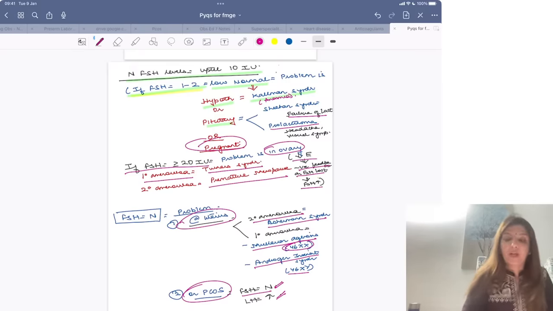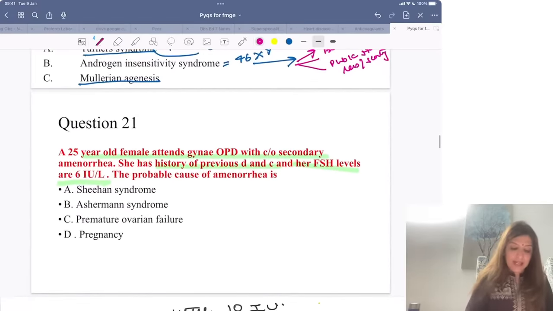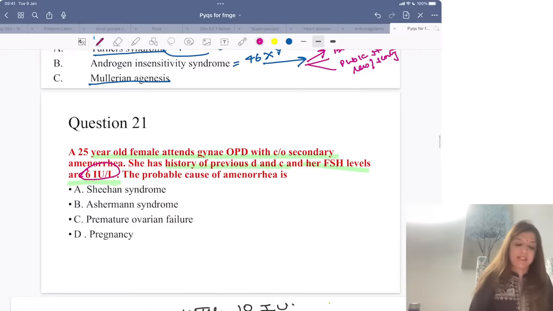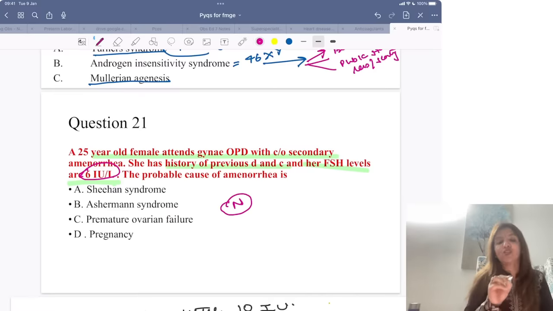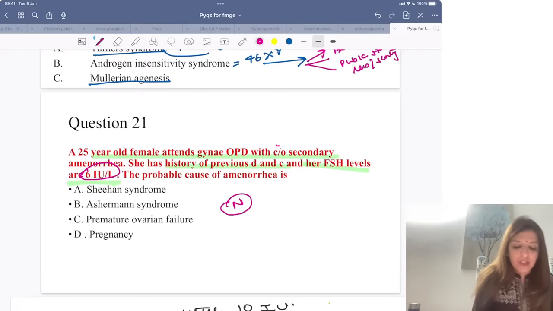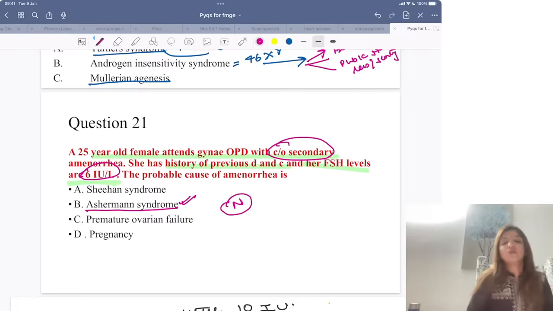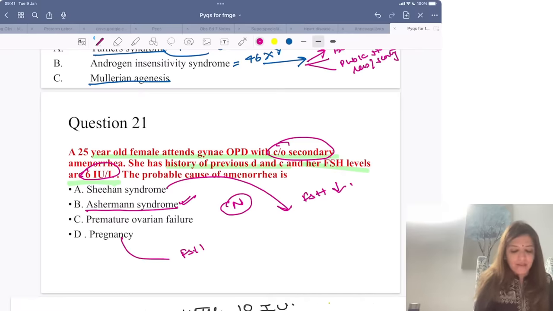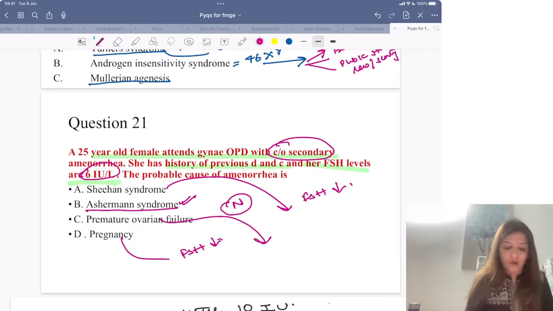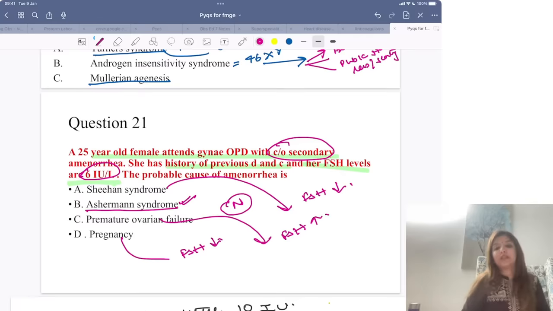Okay. Now, in this case, they are saying FSH levels are 6 international units. That means FSH levels are normal. Normal FSH levels kisme milte hain? That means problem kisme hai? Uterus mein hai. And patient aa raha hai secondary amenorrhea ke saath. So that means she is a case of Asherman syndrome. Right? Sheehan syndrome mein FSH levels hame decreased milte. Pregnancy mein FSH levels hame decreased milte. Premature ovarian failure, that is premature menopause mein FSH levels increased milte. Clear?